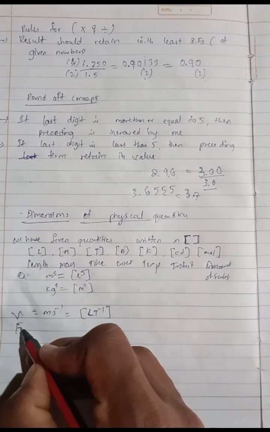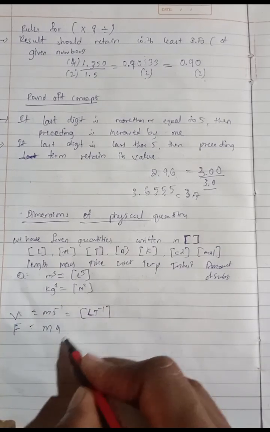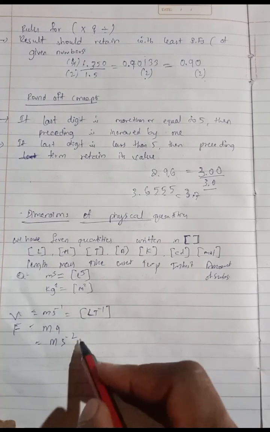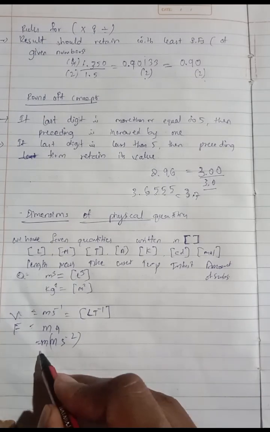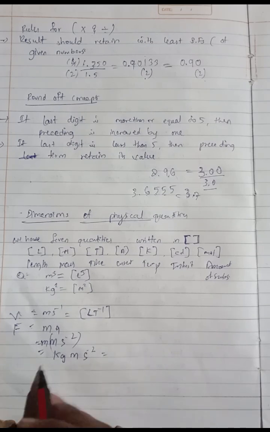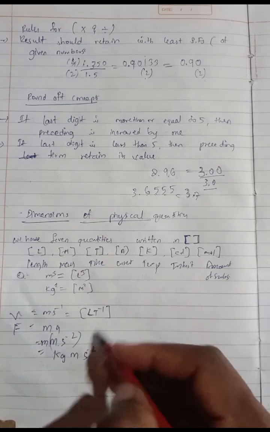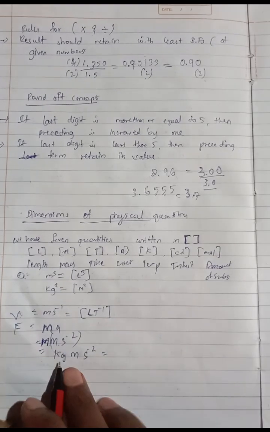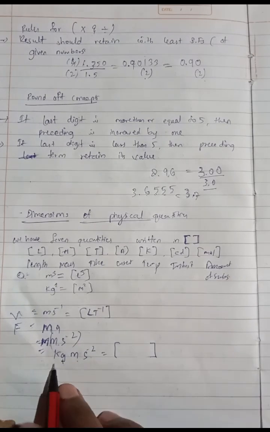Similarly, if you want to write it for force, F is equal to mass into acceleration. So mass into acceleration will give kg into meter per second square. Remember this, don't confuse it. This is mass and this is meter. Let's write it in capital M for mass, and this is kg meter per second square. This is the unit of force. If you want to write the dimension formula, kg in the sense it is M.